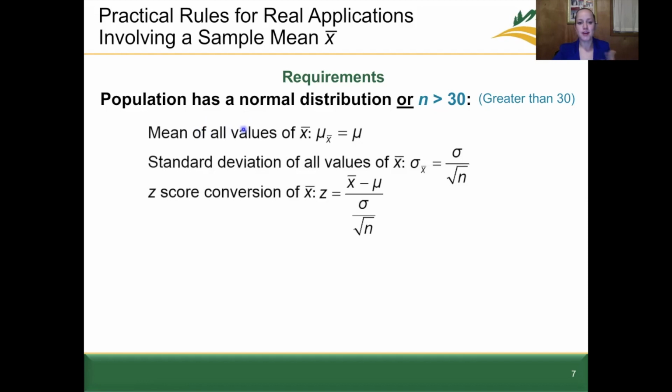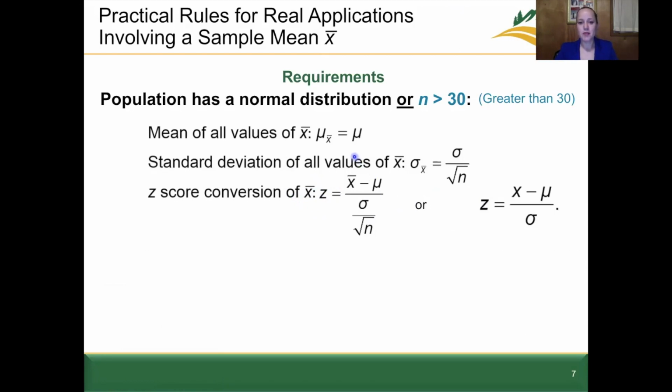The mean of all values of X bar can be approximated as the population mean. We'll talk more about this notation. Also, the standard deviation of all values of X bar can be approximated as the standard deviation over the square root of the sample size. Then another concept we'll talk about again are z-scores. There will be 2 different ways we can calculate a z-score within this section on the central limit theorem.